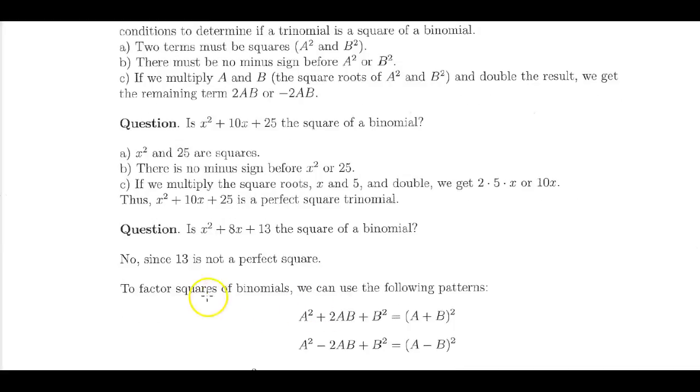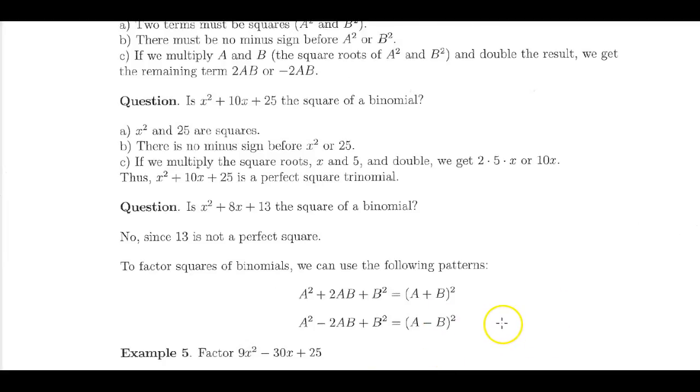So if we have a squared plus 2ab plus b squared, that factors into a plus b squared. If the sign in front of 2ab is positive, we have a plus b quantity squared. If the sign in front of 2ab is negative, we're going to have a minus b squared.